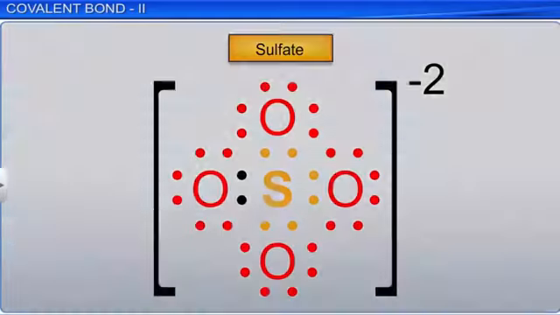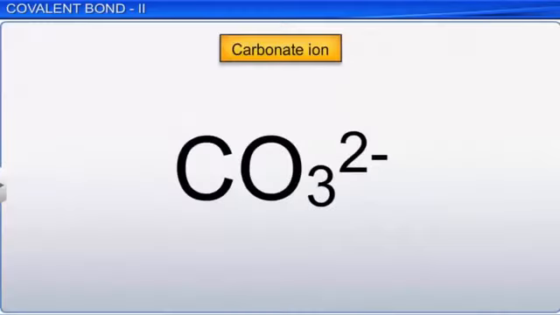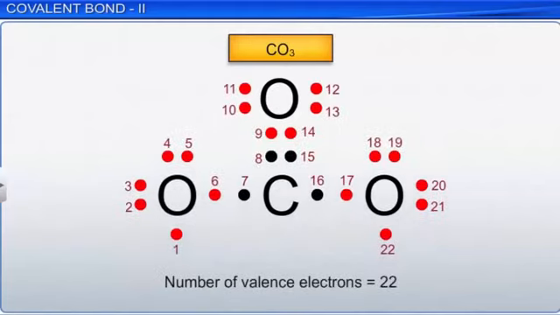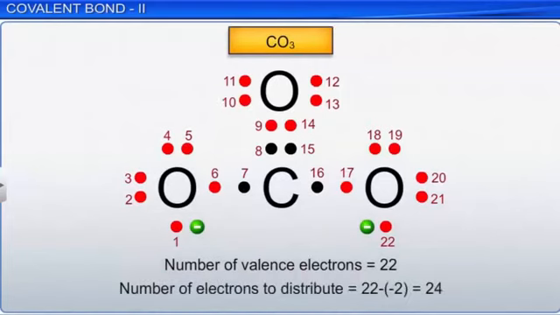For example, a carbonate ion has 2 negatively charged units. The number of valence electrons in a carbonate ion is the sum of valence electrons of 3 oxygen atoms and the valence electrons of the carbon atom. That is 22. Therefore, the number of electrons to be distributed in a carbonate ion will be 22 minus negative 2. That is 24.